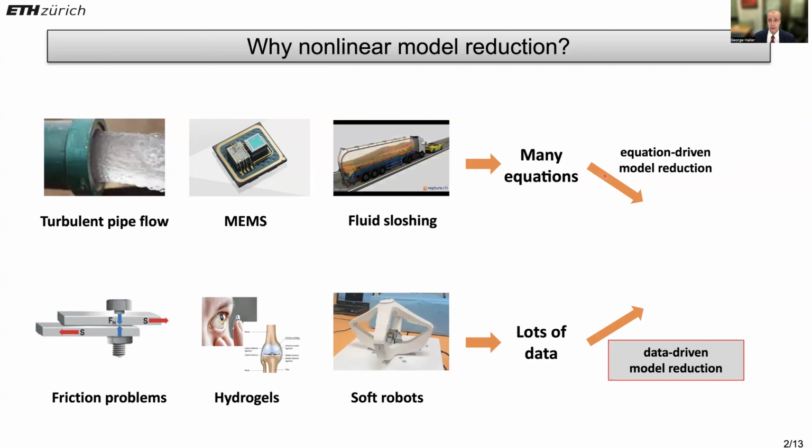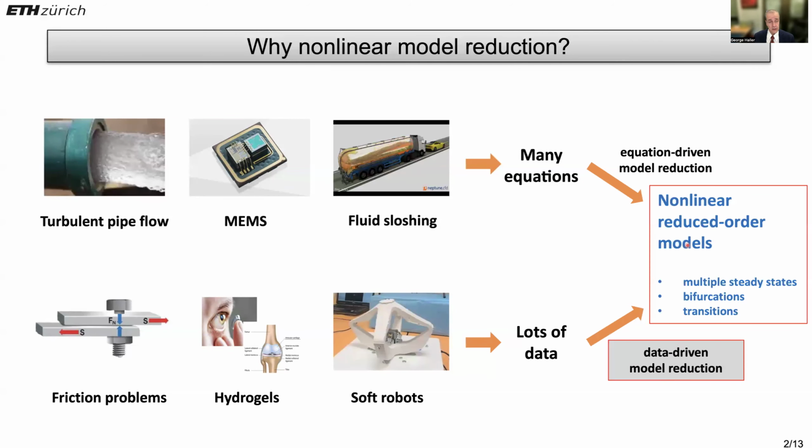So in the first case, we talk about equation-driven model reduction. In the second case, and that's going to be the emphasis today, is data-driven model reduction. More often than not, the resulting equations will be nonlinear, the reduced equations, because the process that we would like to model is intrinsically nonlinear. Hallmarks of that are coexisting multiple attracting steady states, bifurcations, and transitions among them, which cannot be captured by linear models.